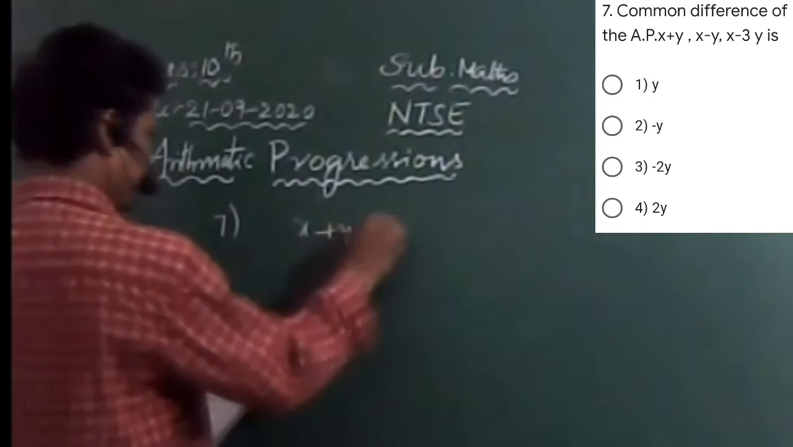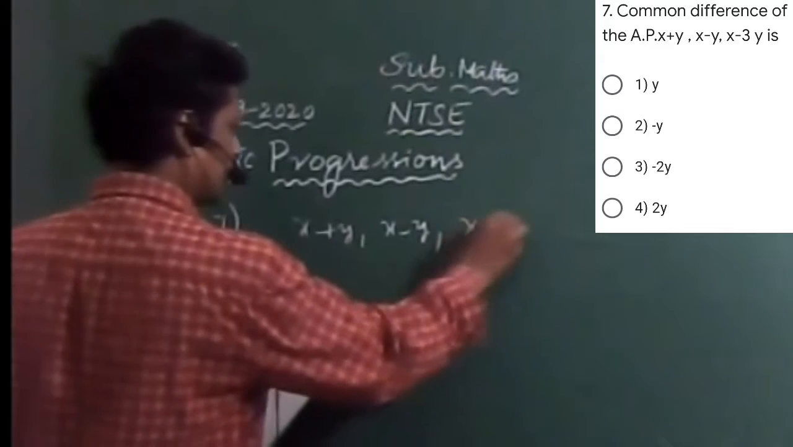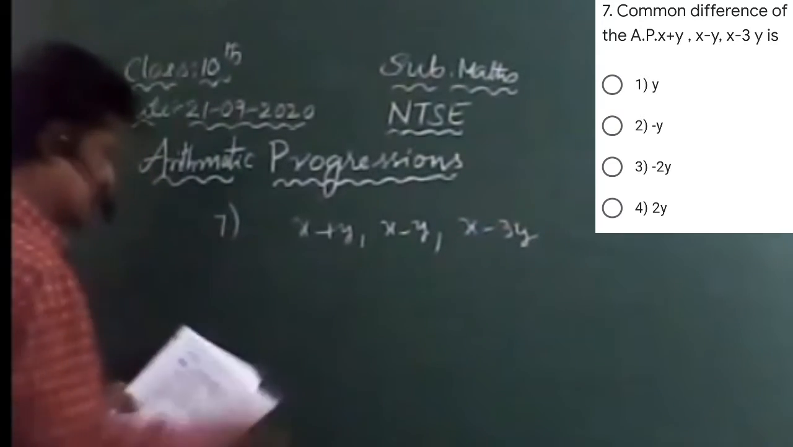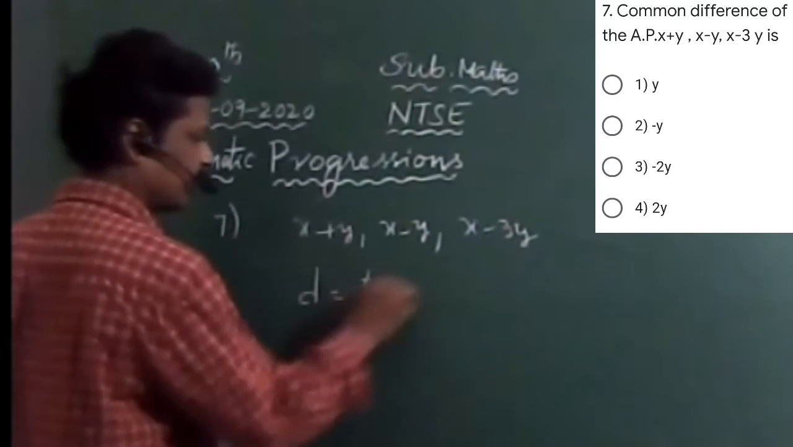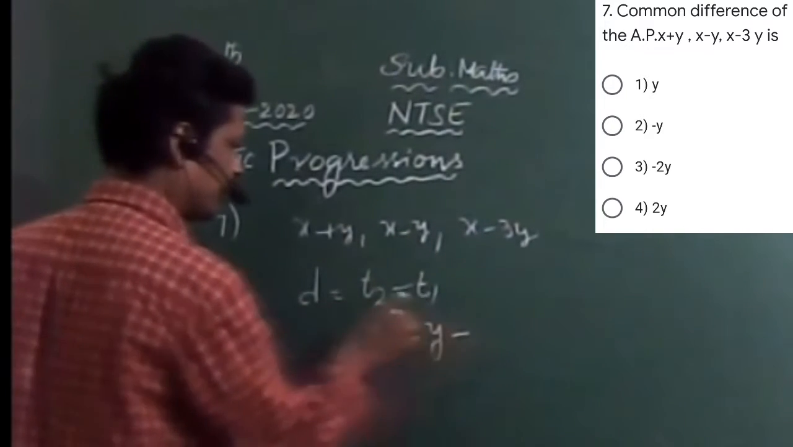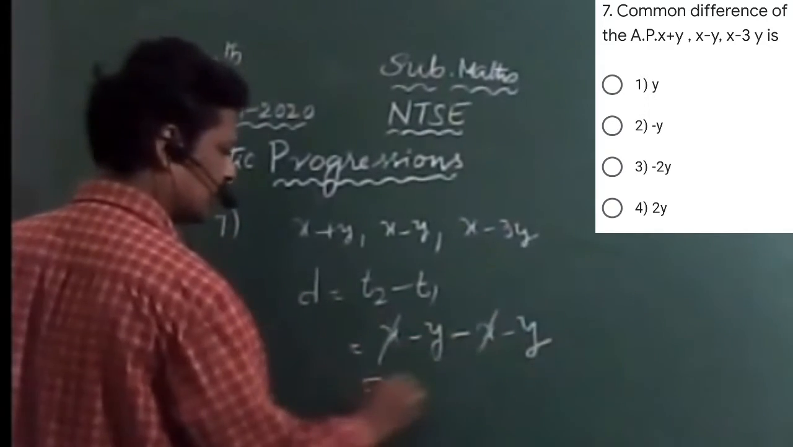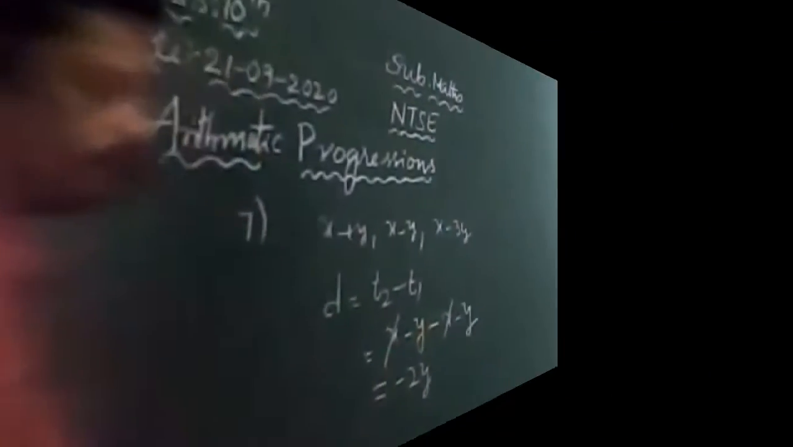x plus y, x minus y, and x minus 3y. Common difference they are asking. Common difference means T2 minus T1 or T3 minus T2. So always, that is x minus y minus x plus y. x gets cancelled. So minus y minus y, minus 2y.